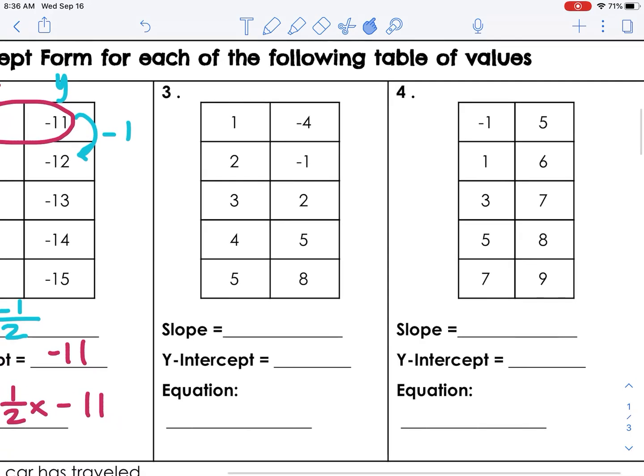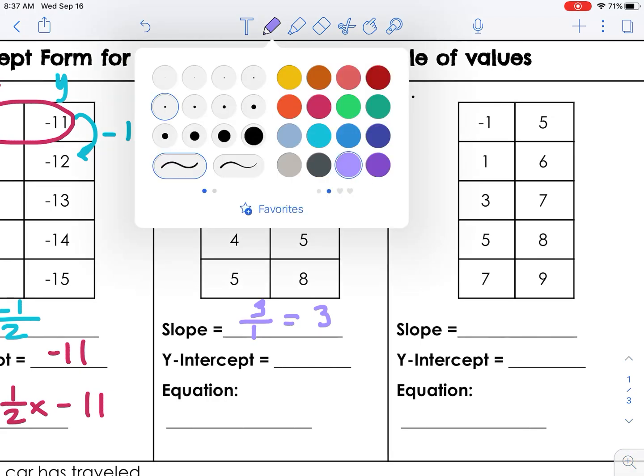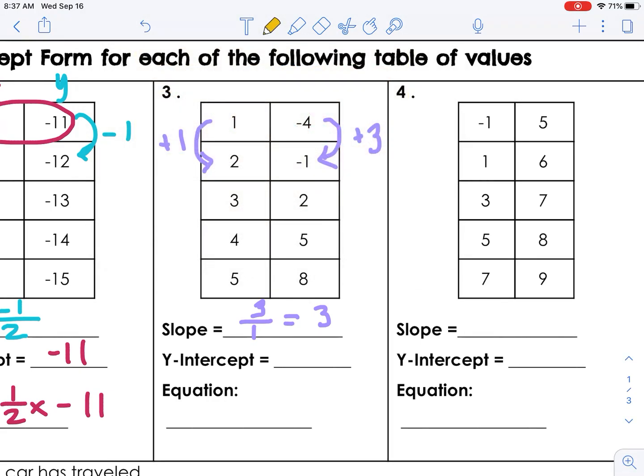Next question. We're going to, again, look at the change in the y values. -4 to -1 is going up 3. And the change in the x values is going up 1. So the slope, 3 over 1, which simplifies to just 3. And then we're going to look at the y-intercept. The y-intercept is when x is at 0.